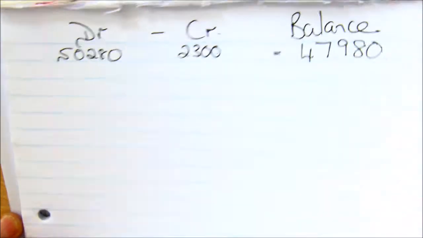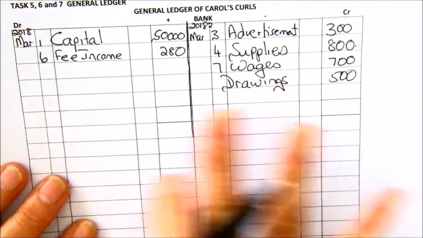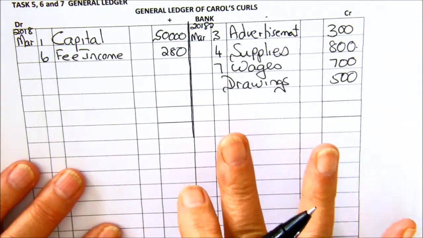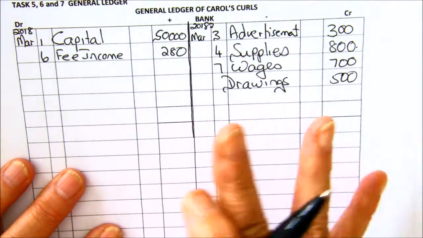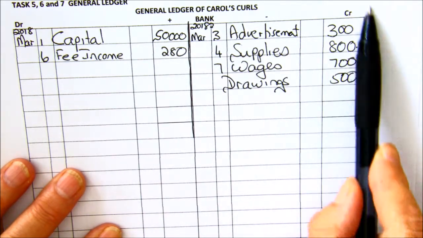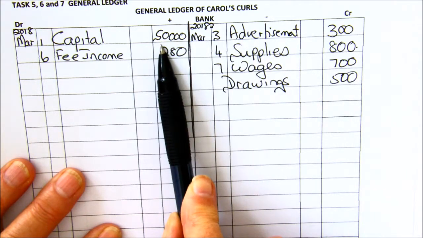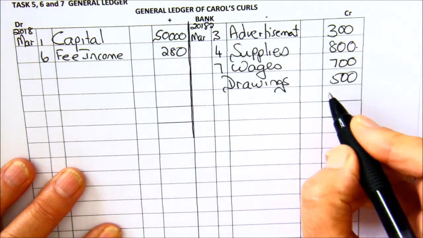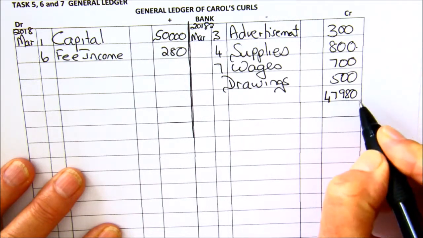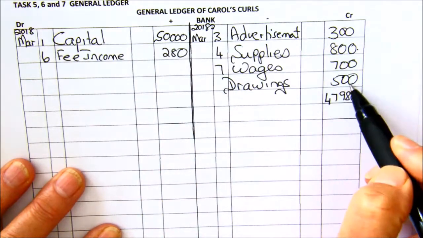But now we need to indicate that on our ledger. Now basically what we want to do is show this account is in balance. And at this stage, this side, the credit side, has got less money in than the debit. This side was short by 47,980. That's the difference. That was the total there minus that.